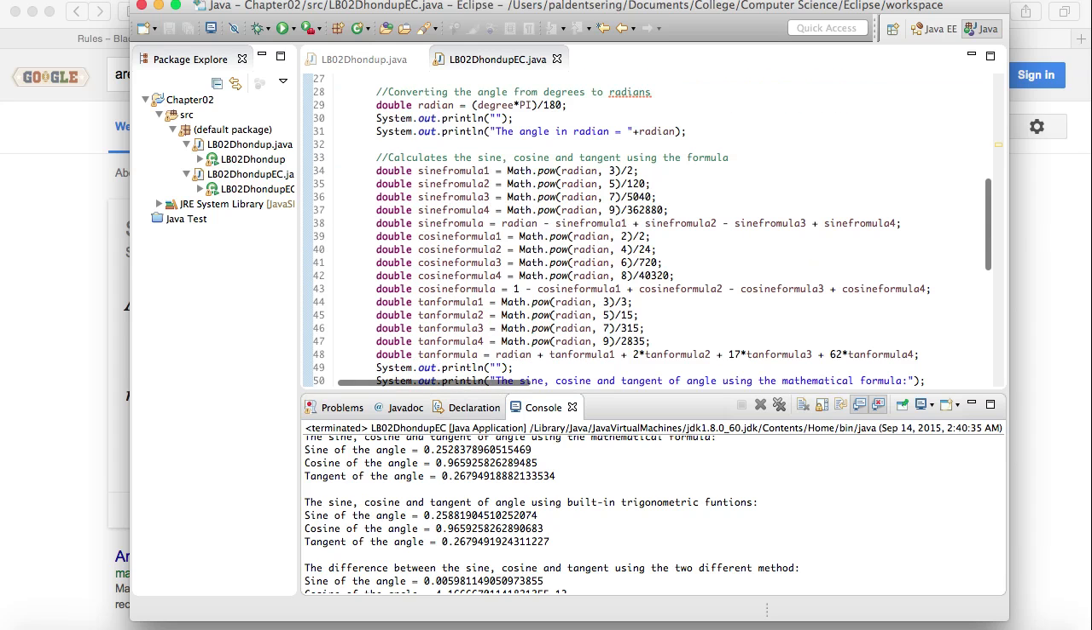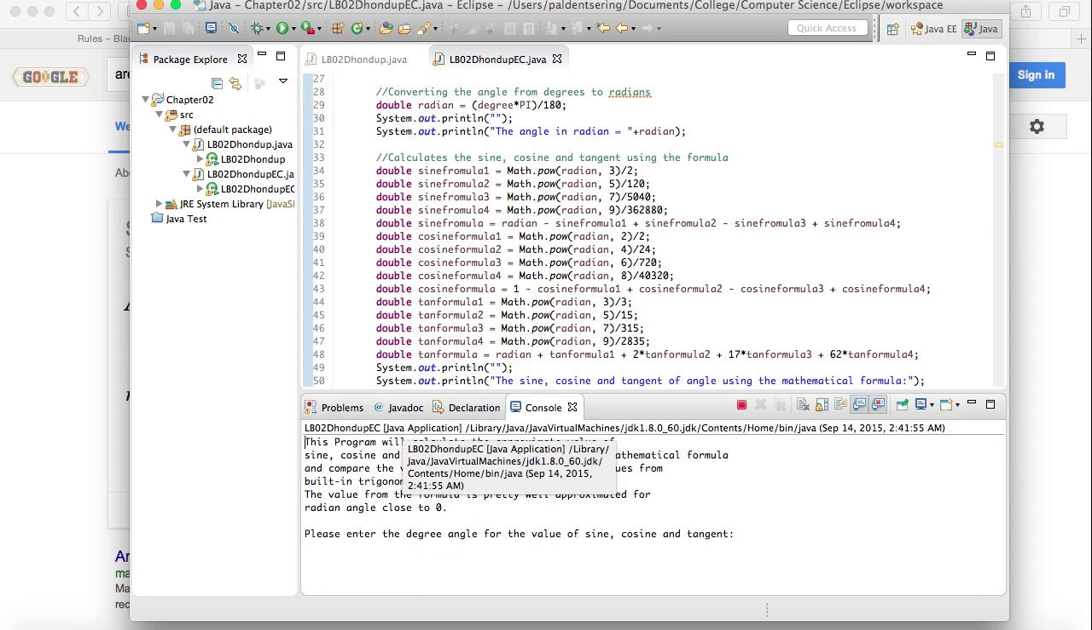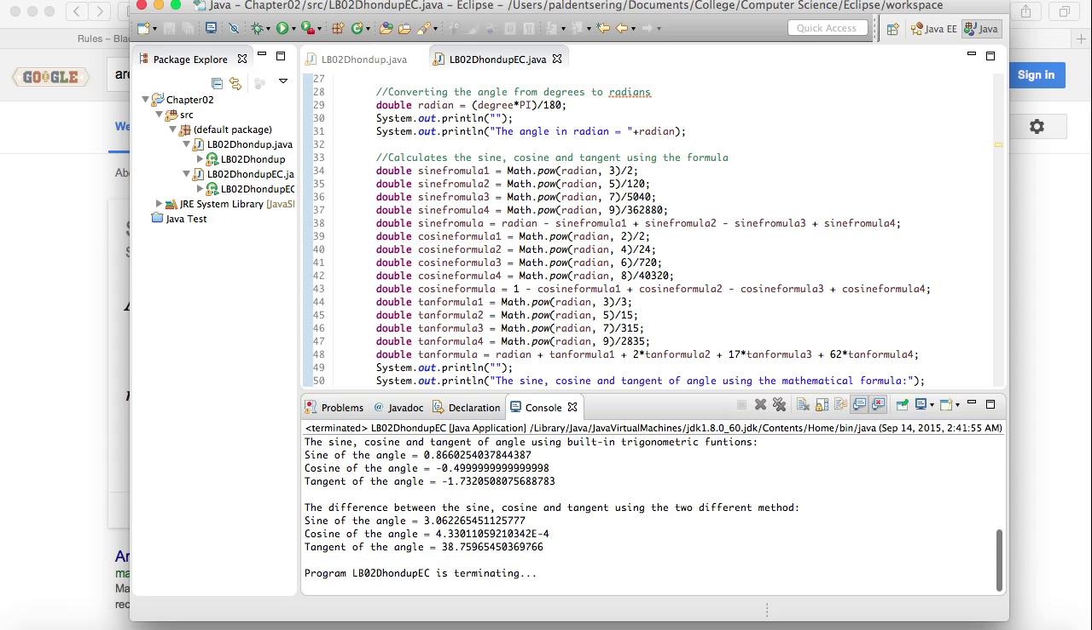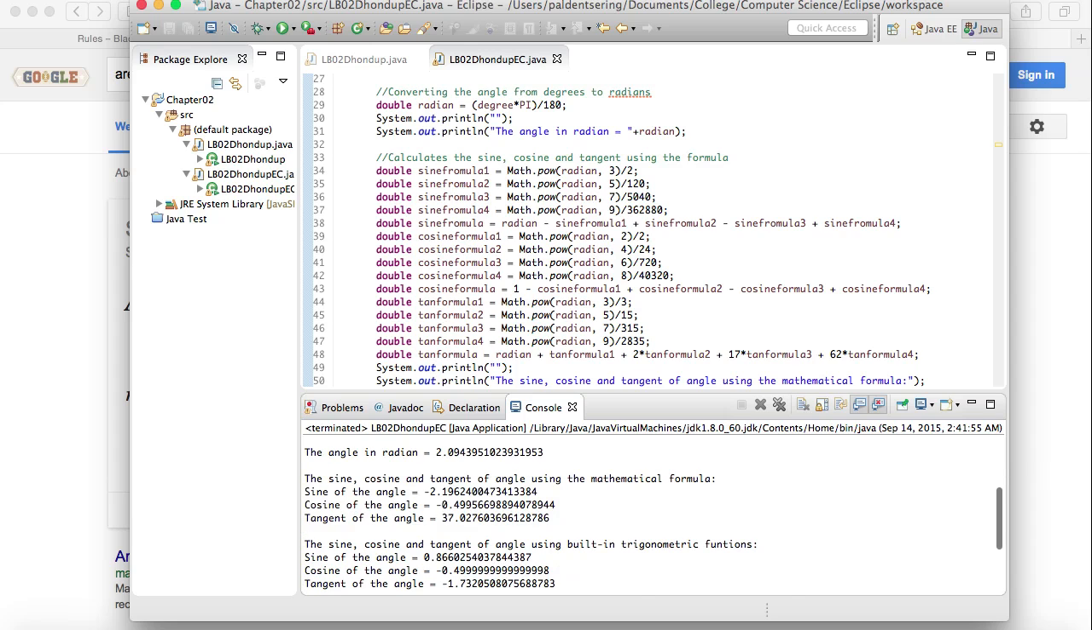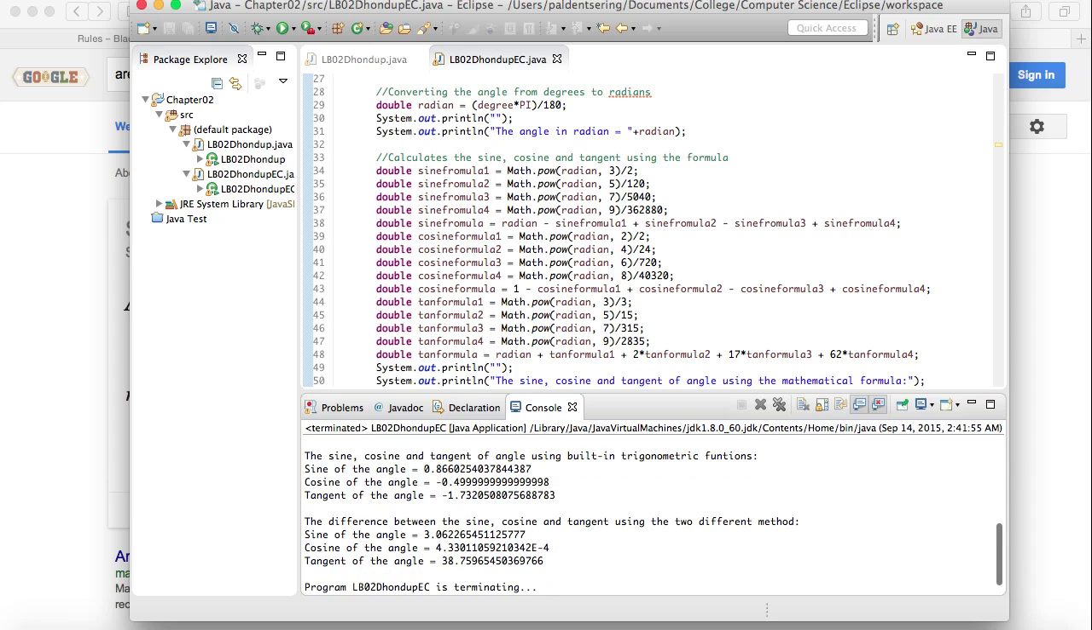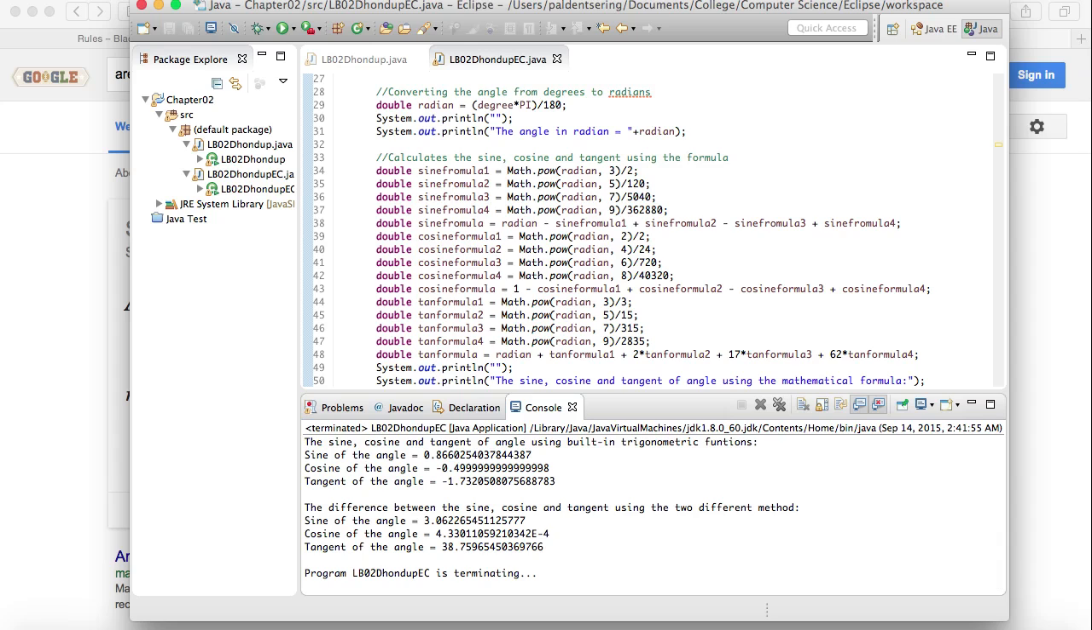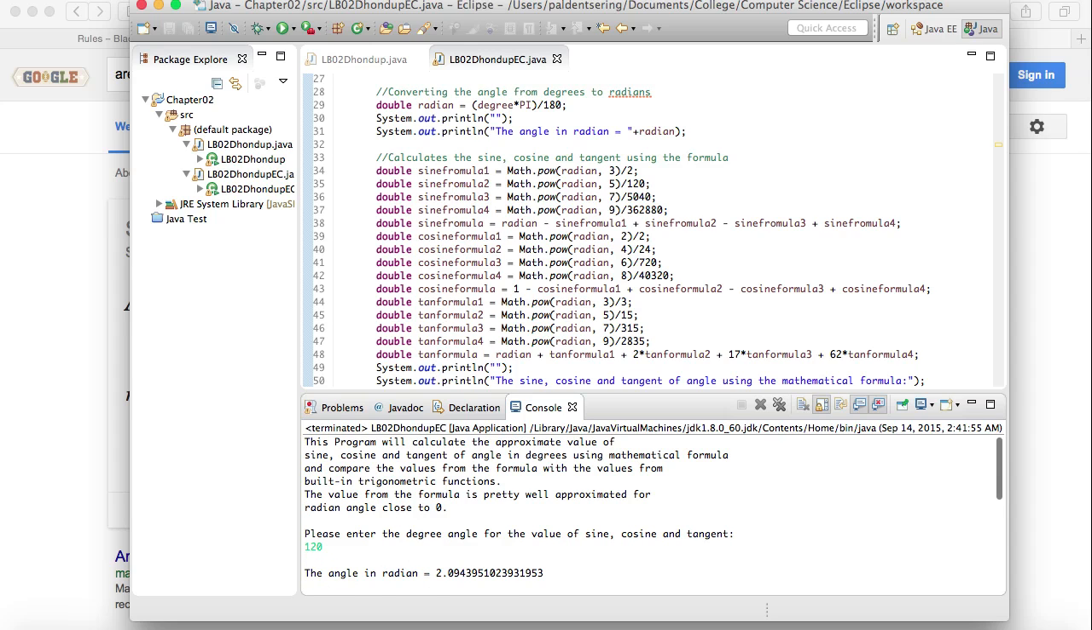So let's test it out for a big number. As it says, if it's a big number, it's not going to be that accurate. Let's say 120, and you can see that the angle in radians is 2.09, which is not close to 0. And as you can see, the differences in the numbers are pretty big. So the higher the angle is, the less accurate it gets. The formula is only good for small angles.